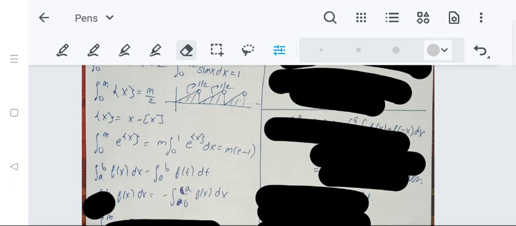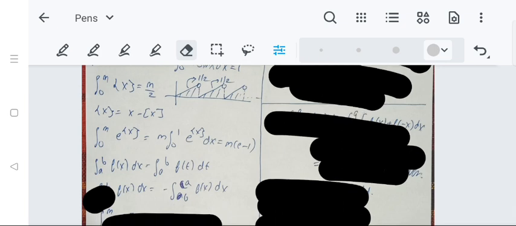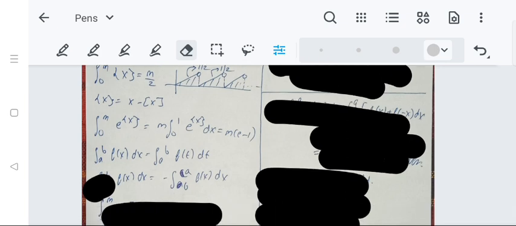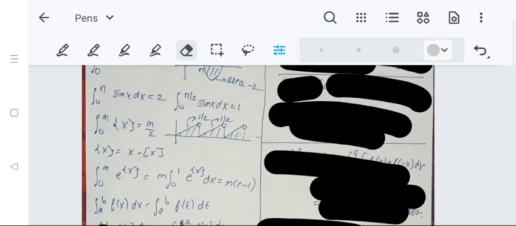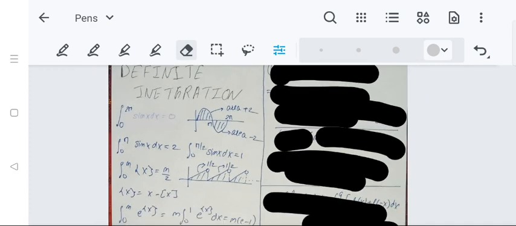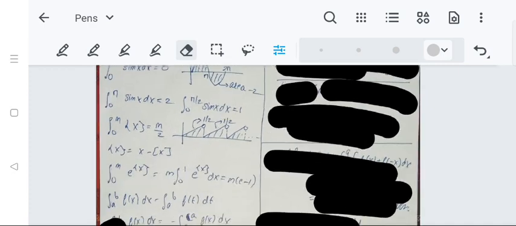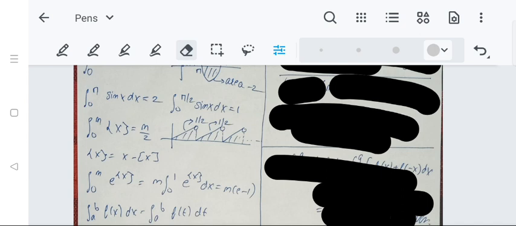Then another important thing you must know is that the fractional part is equal to the original function minus the integral part, box of x. And another most common question is the area graph. See this, if you don't know actual integration, but you know this function comes, this function comes, and this function comes, then you directly know the area, so you can directly solve the question.